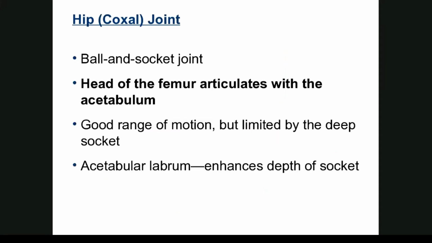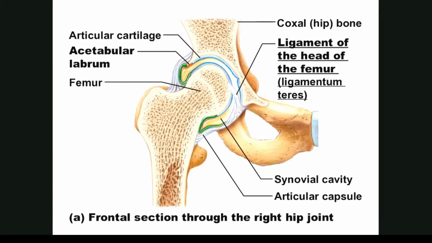The coxal joint or hip joint is a ball and socket joint. The head of the femur articulates with the acetabulum. And this is good range of motion, but it's limited by the deep socket. And the acetabular labrum enhances the depth of that socket. So here we have acetabular labrum. It's coming out a little further than you might expect.